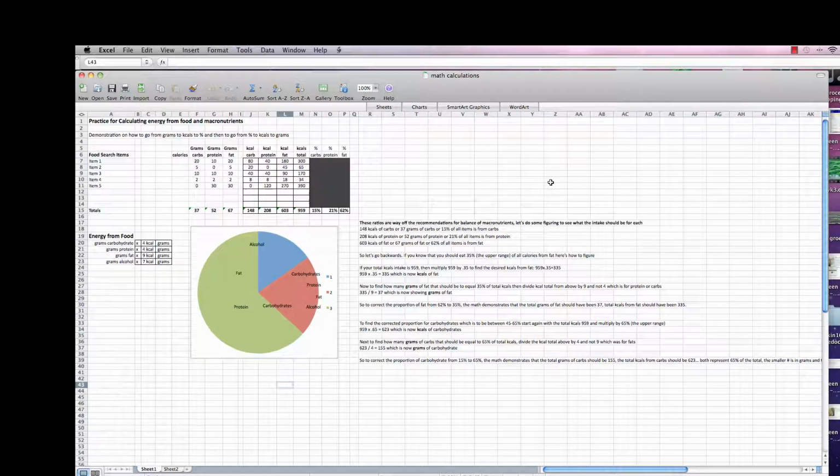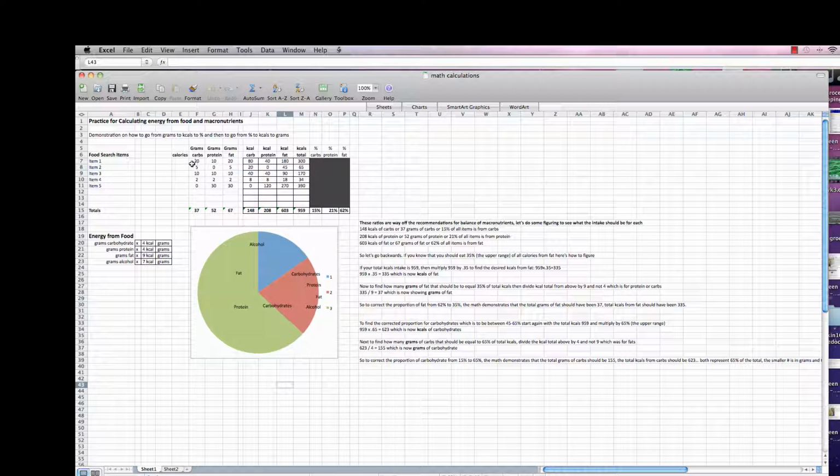This particular tutorial is not related to any spreadsheet. It's just instructions on how to calculate and do the math when it comes to going from grams to kilocalories and into percentages, or when you need to go from percent down to kilocalories and grams. I'd like to show you how to go both directions. I've got items that are not really food but just numbers to help you see how to calculate these out. So let me show you how this goes.